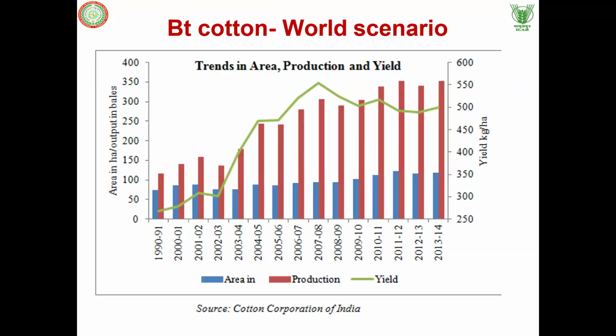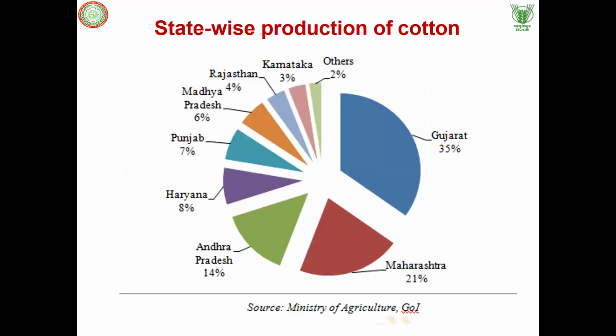Since the introduction of BT cotton in 2002, the production area, production and productivity of cotton in the world have increased continuously. In the Indian context too, though there are two BT hybrids, BG1 and BG2, 95% of farmers are using BG2. In India, the highest area under cotton cultivation is in Maharashtra. Though the area is highest in Maharashtra, production and productivity are higher in Gujarat. Production is highest in Gujarat, followed by Maharashtra, Andhra Pradesh, Telangana and Haryana.